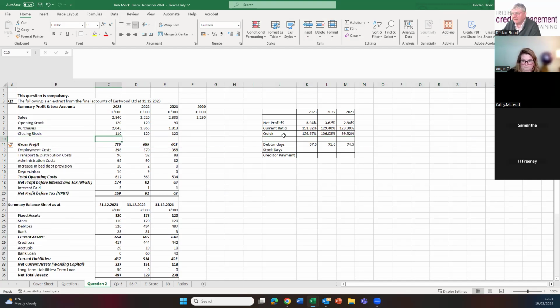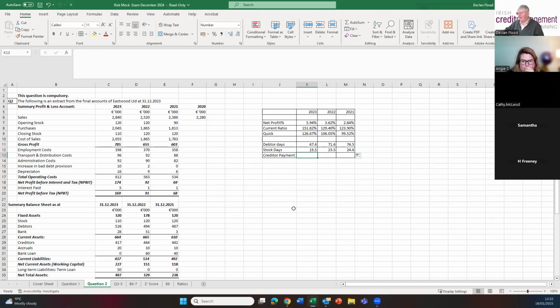My cost of sales, what is your cost of sales? Your cost of sales is your opening stock plus your purchases minus your closing stock. So that is your cost of sales. Now my stock days is my stock divided by my cost of sales. Oh no, I need to multiply that by 365. Sorry, it's days. Stock days multiplied by 365. So we've 19.5 stock days, and then we carry that across.